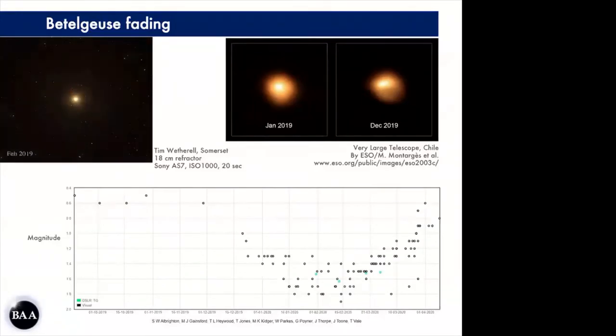There's an article in the current BAA Variable Star Section Circular, which you can download for free from the BAA website, by Dr. Mark Kidger, who's a professional. He's studied all these aspects, including those different periods. And he's suggesting that in April next year, there will also be another fade, not as faint as this one, but another fade nonetheless, because those two cycles will coincide once again. So look out for Betelgeuse throughout the autumn, winter, and early spring next year.